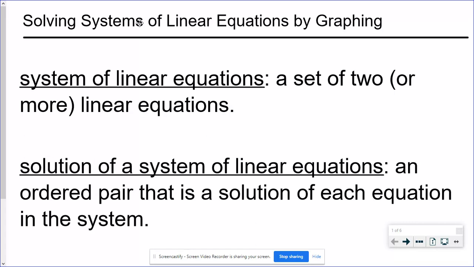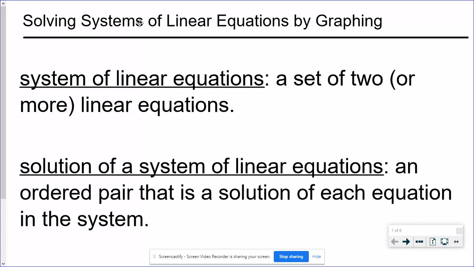For us, we're only going to be worried about two for right now. And linear equations, those are lines. So we're going to have two lines, and we're going to try to find the solution. So that's the next one, solution of a system of linear equations. That's the ordered pair that's the solution for each of those equations.